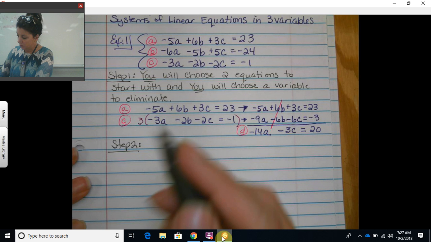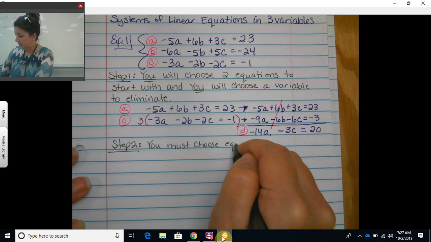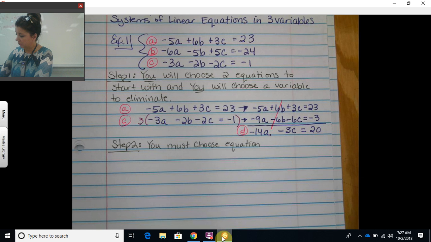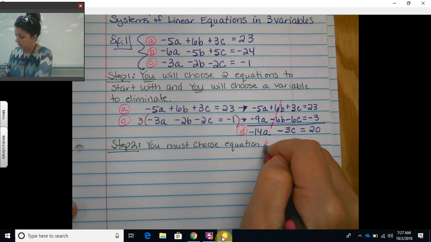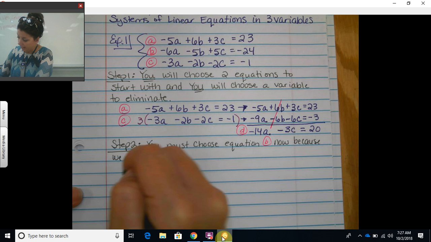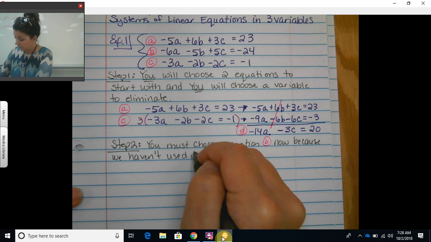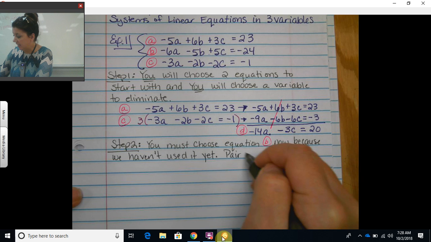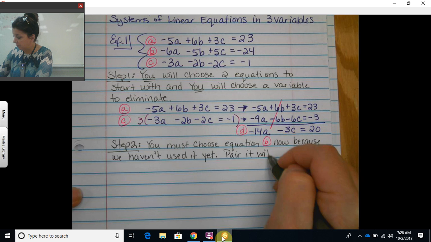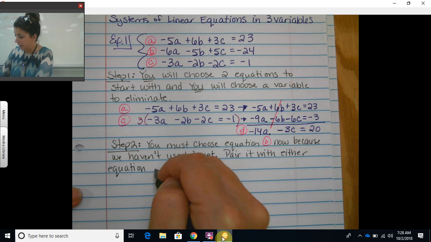You must choose equation B now because you haven't used it yet. Pair it with either equation A or C.